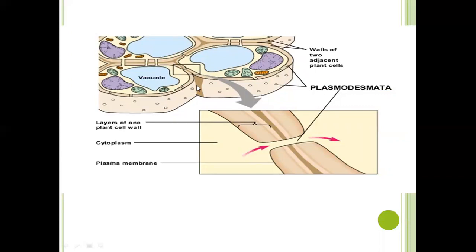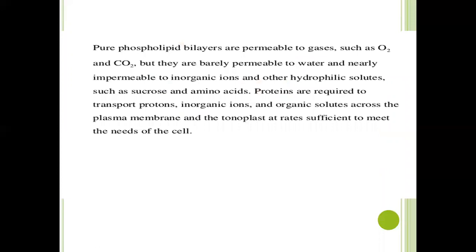Vacuole. This portion is shown here. That is the cell wall, cytoplasm, and this is the plasmodesmata. These are the walls of two adjacent plant cells.